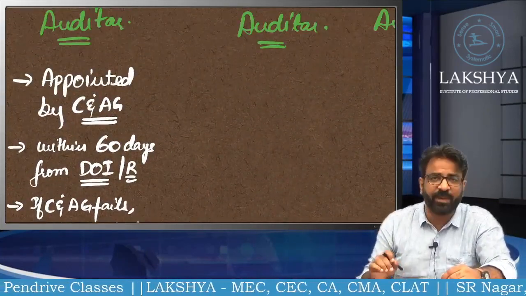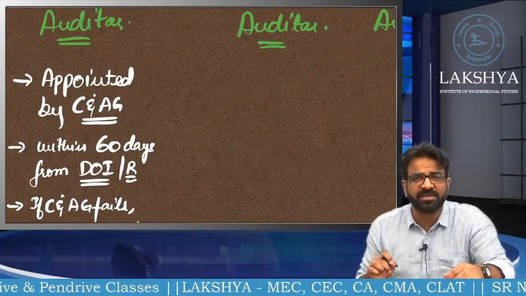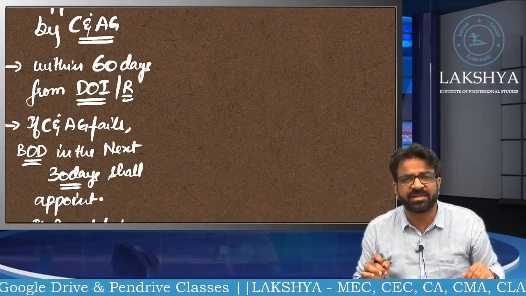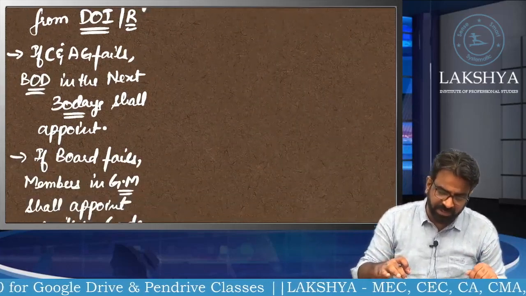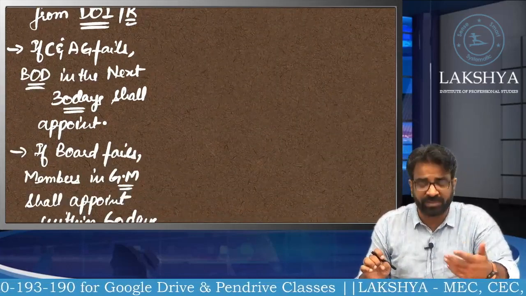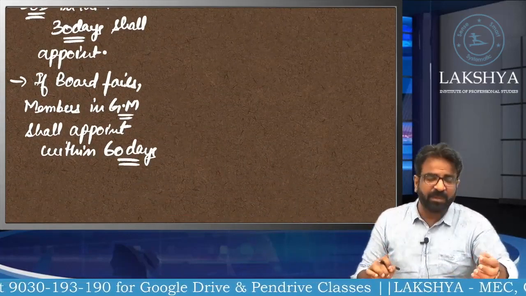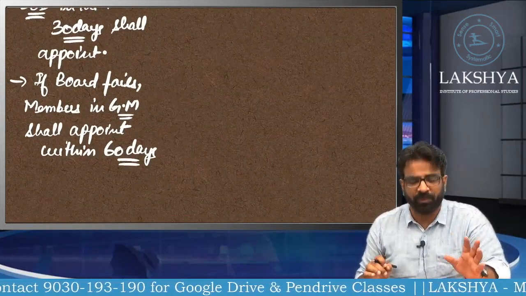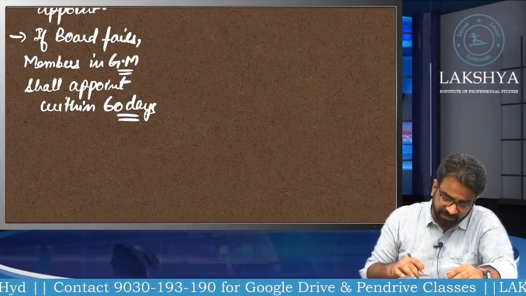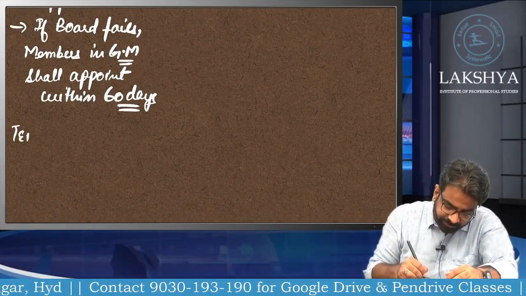Government company, it will always be appointed by C&AG. What is C&AG? Comptroller and Auditor General of India. Within how many days? Within 60 days from the date of incorporation. If the C&AG fails, the board of directors are going to appoint in the next 30 days. And if the board fails, members will conduct a general meeting and they will appoint in the next 60 days. Right, sir?